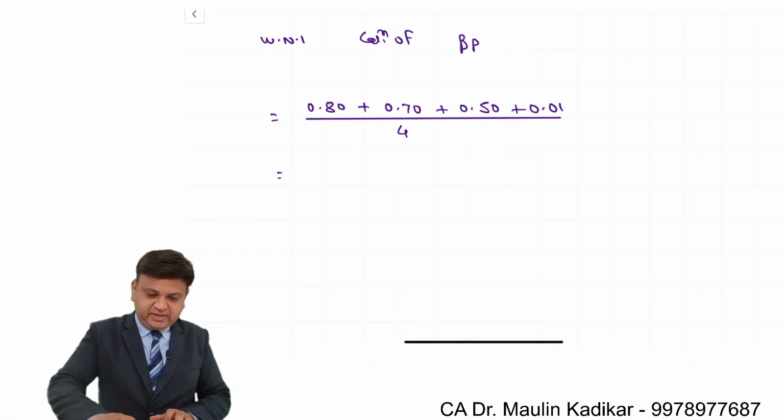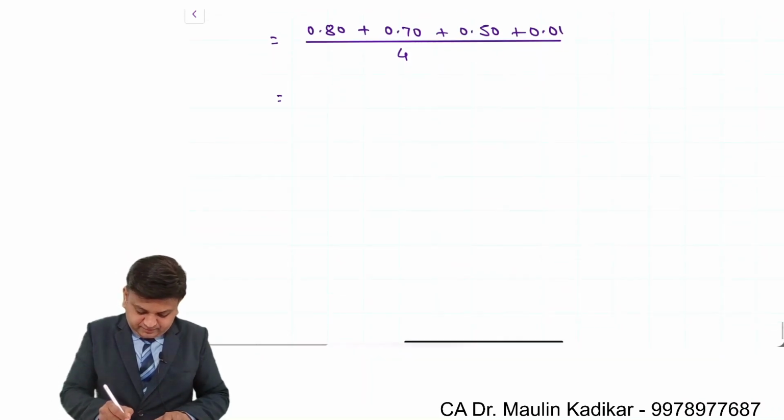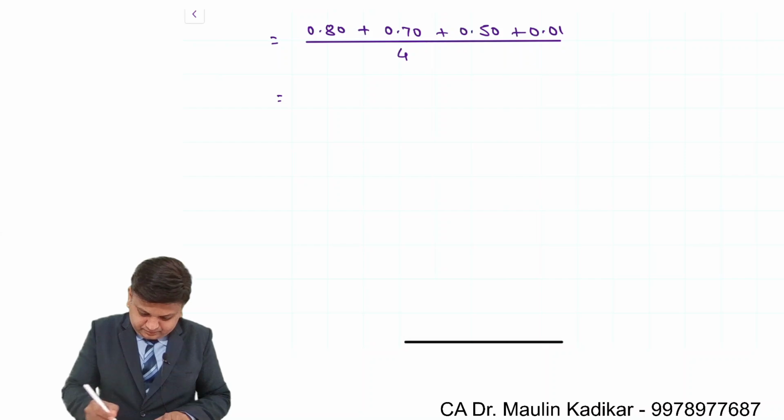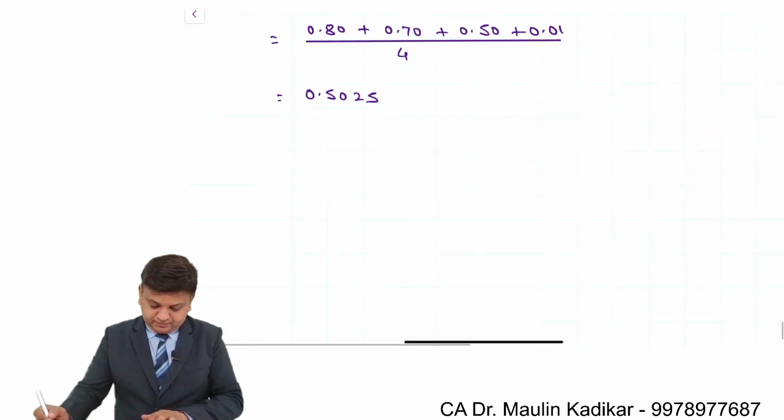So here it is 0.8 plus 0.7 plus 0.5 plus 0.01 divided by 4. That comes to 0.5025. That is the beta of the portfolio.